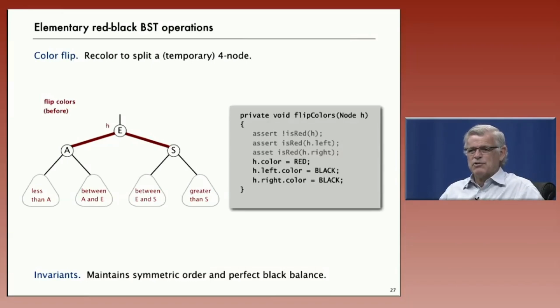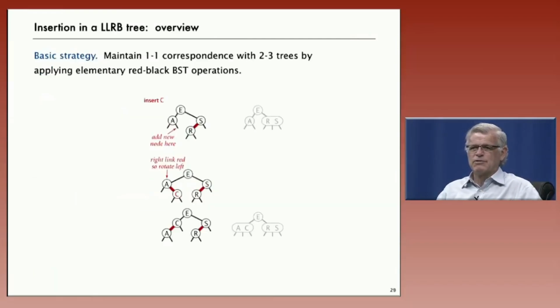And so that is, we change the link from E to A and from E to S to be black. That essentially splits the 4-node. And then we want to insert the E into its parent. And we just do that by changing its link to be red. So that's flipping the colors. And that's the way we split a temporary 4-node in a left-leaning red-black tree. And again, that's just flipping colors. Doesn't change any links, so it still, of course, maintains symmetric order and perfect black balance. So those are the 3 basic operations we're going to use: rotate left, rotate right, and flip colors.